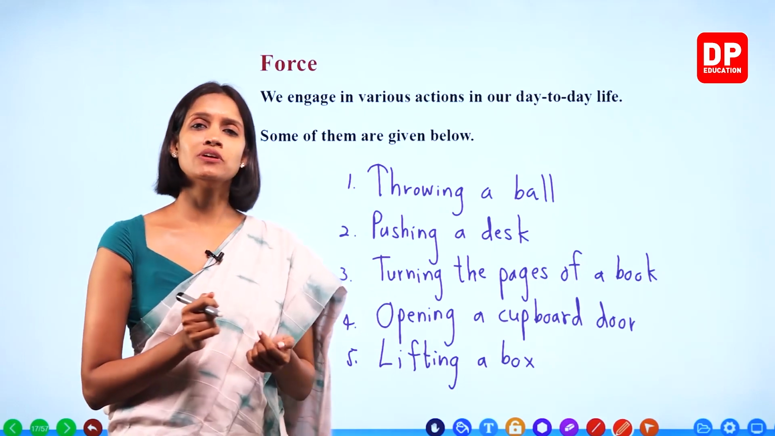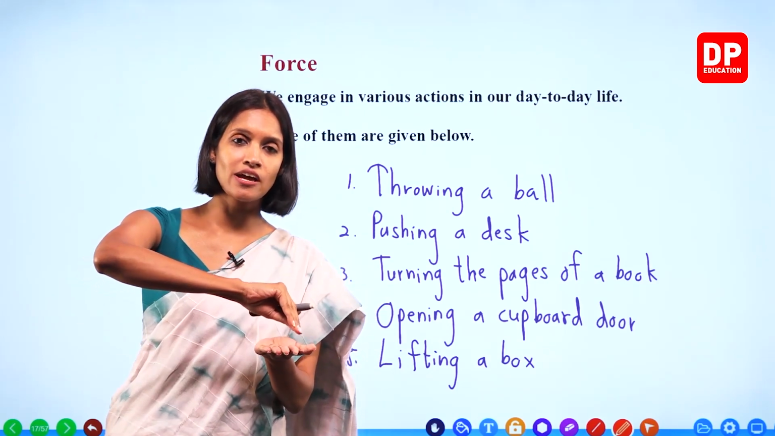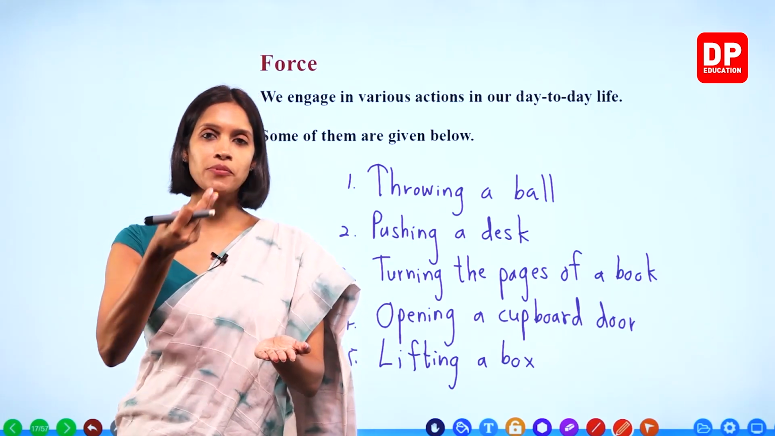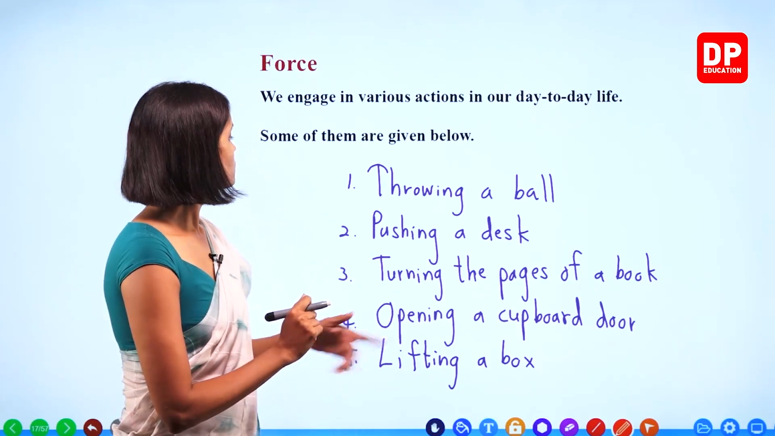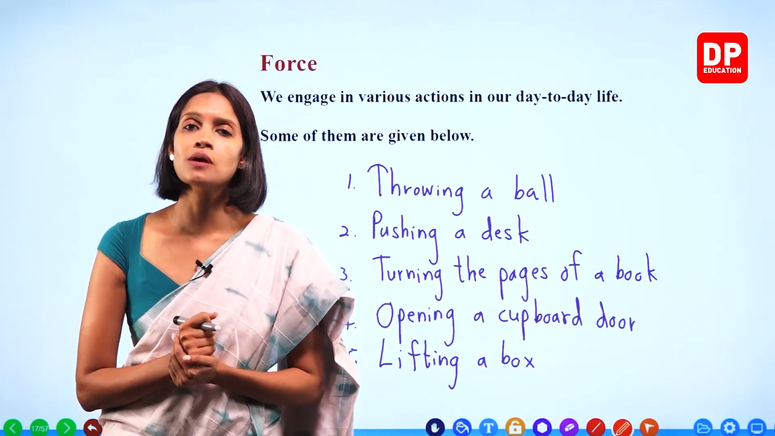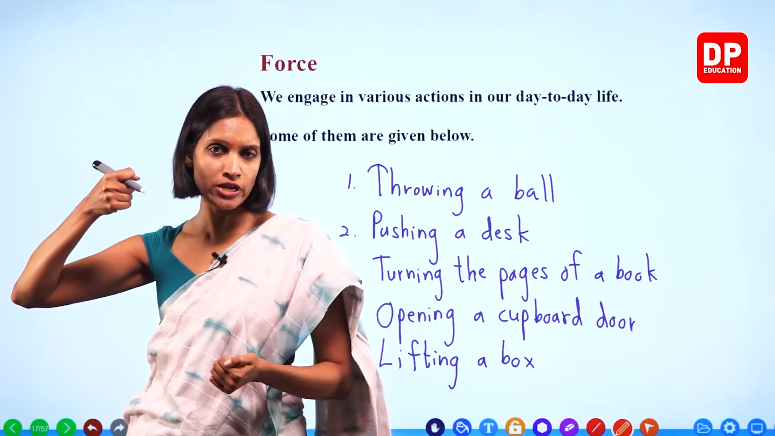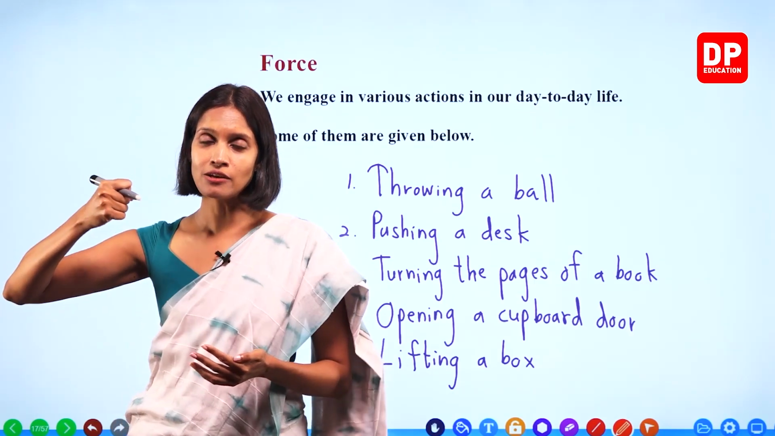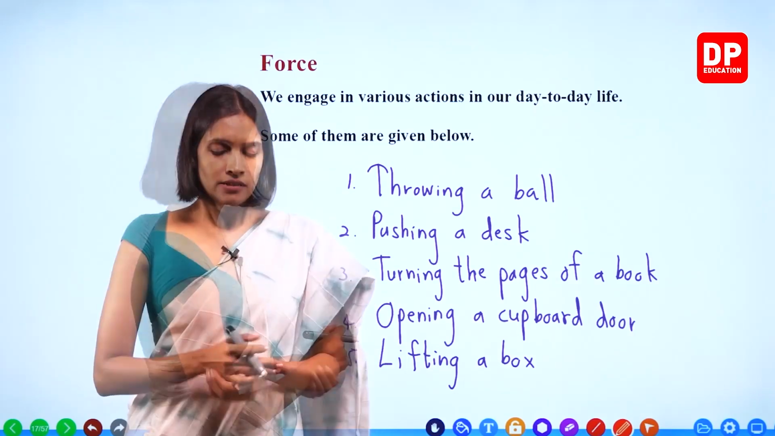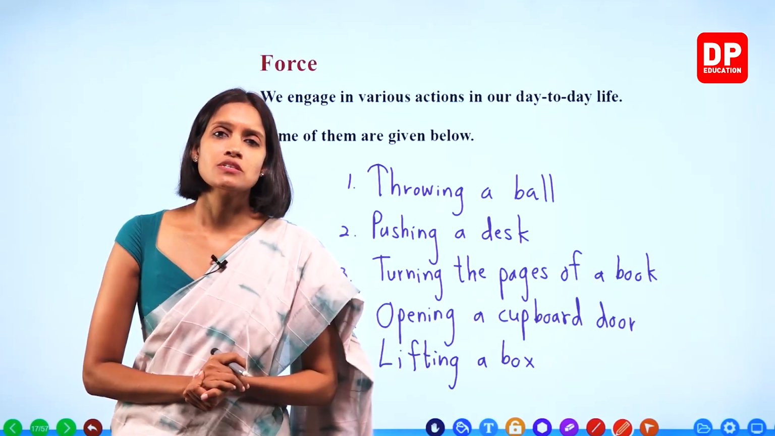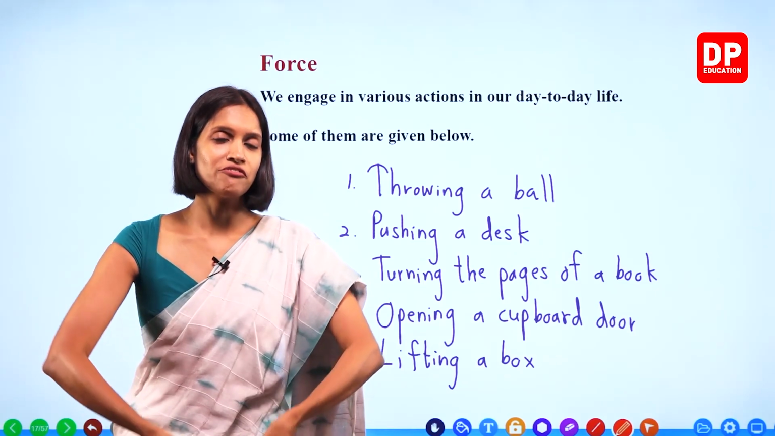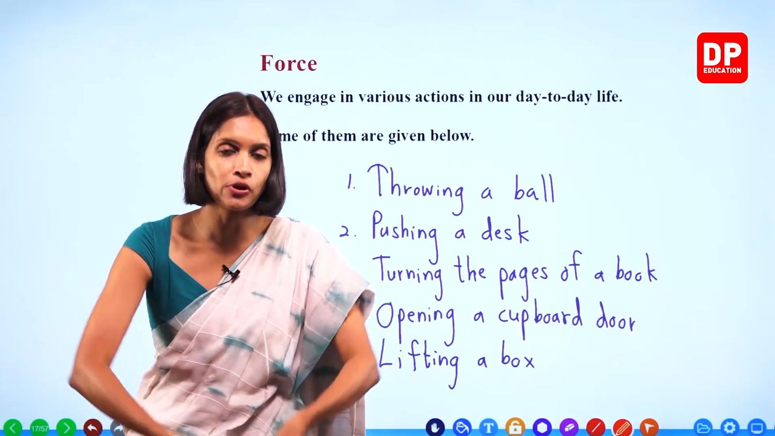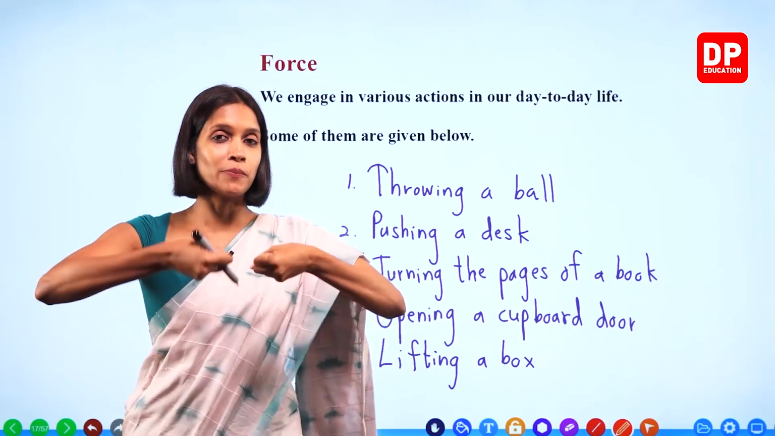Turning the pages of a book. How do you turn pages? You take the page, carefully you turn it. So here, pulling. You are moving up, pulling. Okay? Opening a cupboard door. When you open a cupboard door, you have to pull the door towards you. When you close it, you have to push it away from you. Pulling, pushing. Right, children? So, lifting a box. When you lift a box on the ground, lifting up, pulling towards yourself. Right? This motion is pulling from down to up.